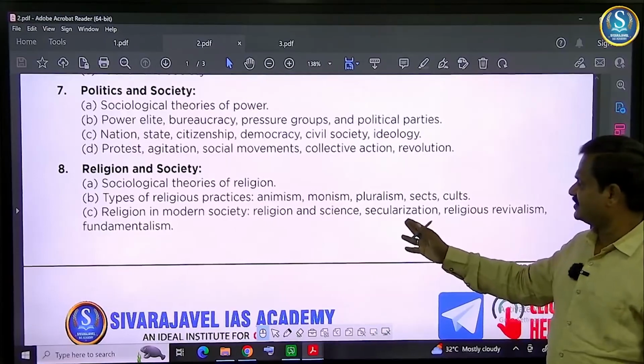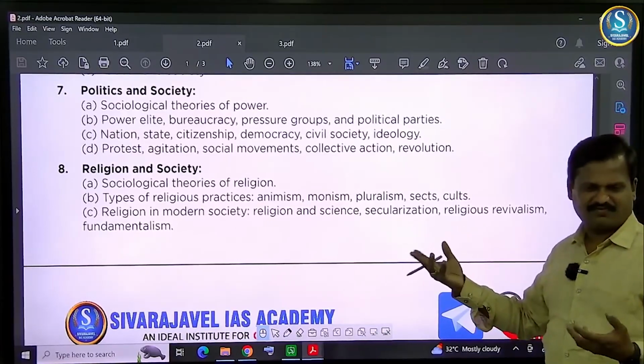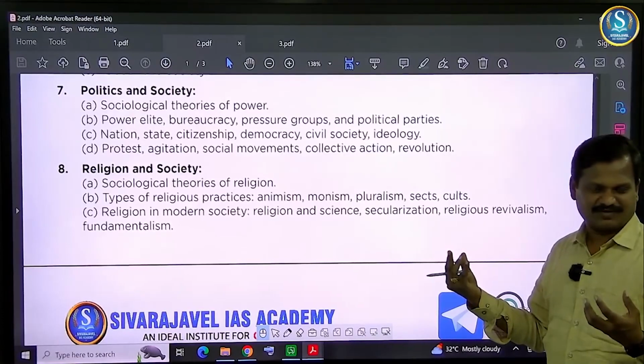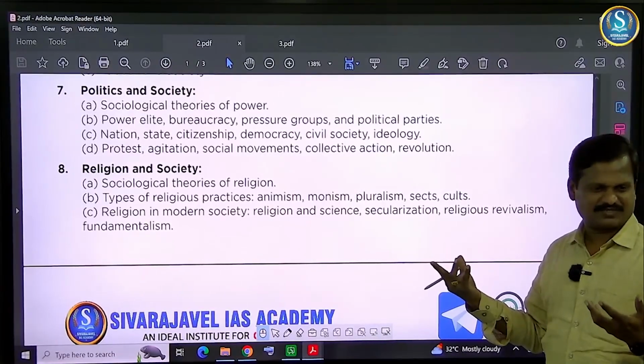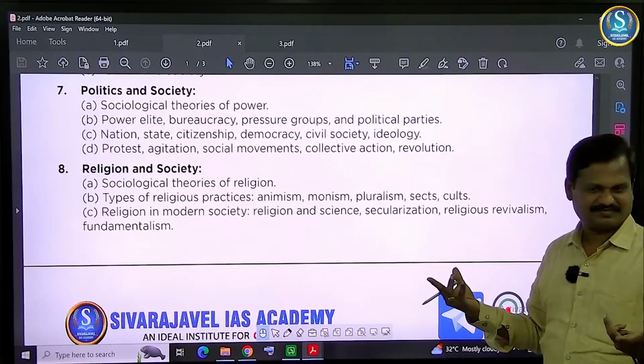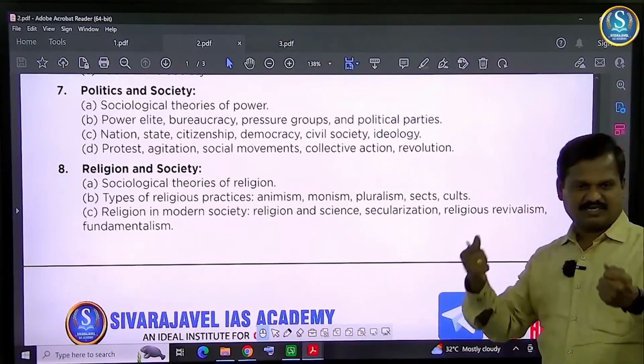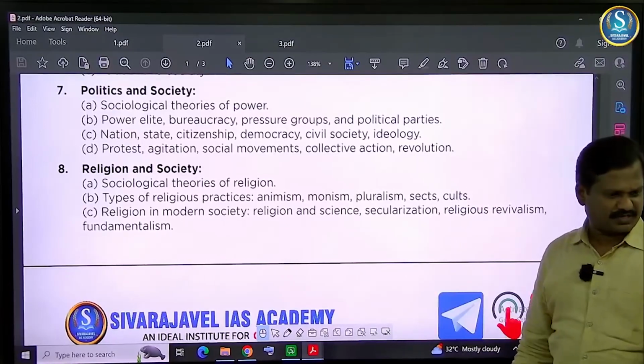Then secularism, a very, very favorite topic of UPSC for GS paper 1. Many times they have asked secularism. Repeatedly they are asking secularism. Okay. Revivalism. Religion is getting revived. Today people are more religious than in the past.